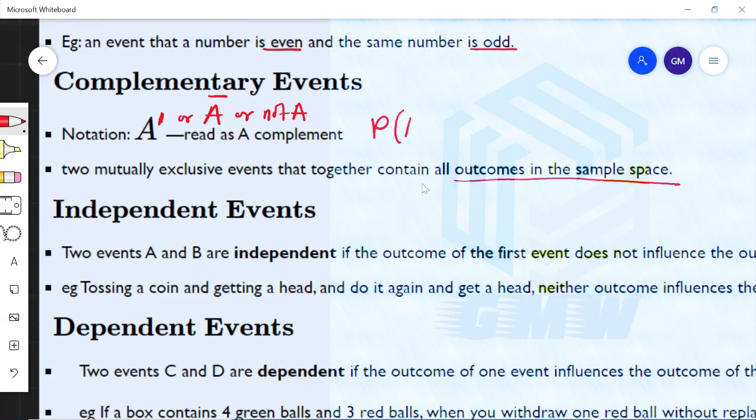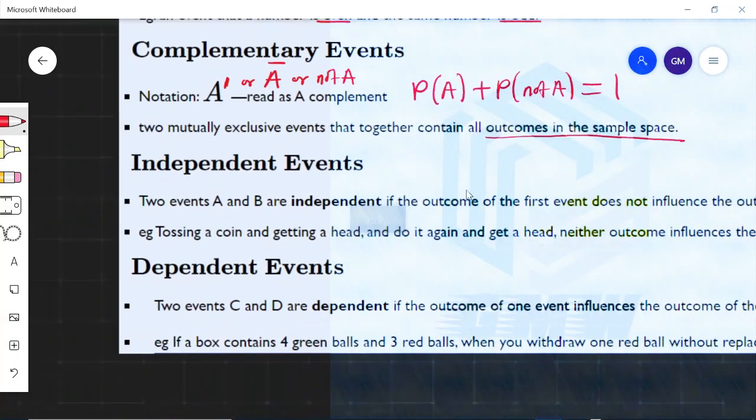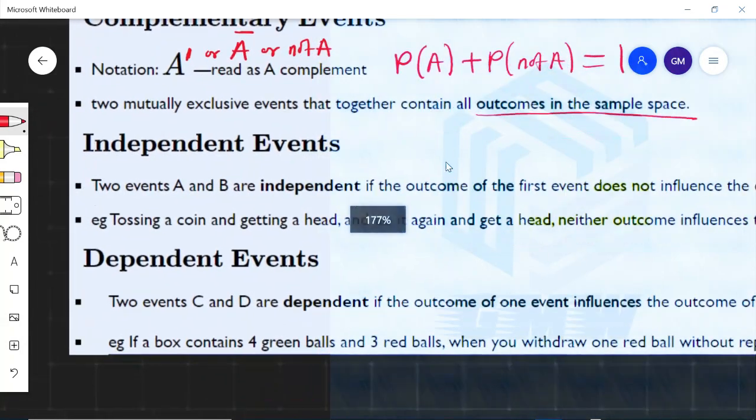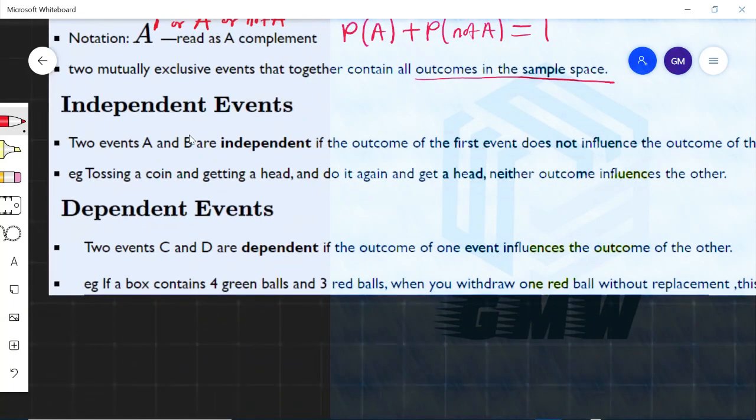So what will happen is the probability of A plus the probability of not A, the answer will be 1. You will remember this. We will be using these things. For now, we are just laying the foundation, trying to bring back the knowledge of lower grades. Okay? Then we have what we call independent events.